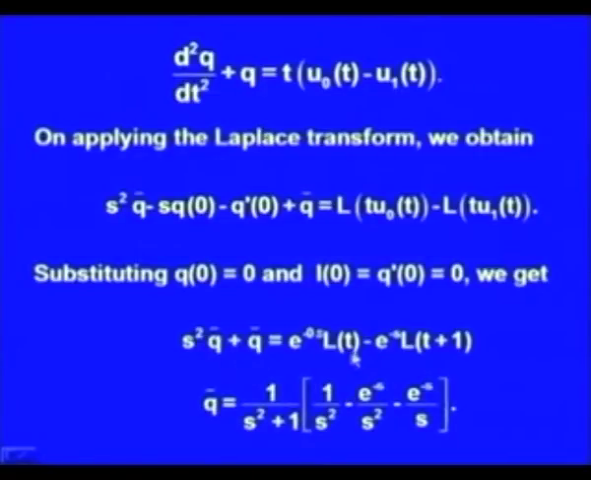And now, simplifying this, we have q bar equal to 1 over s square plus 1, Laplace transform of t we know is 1 by s square, minus e to the power minus s multiplied to Laplace transform of t plus Laplace transform of 1. Laplace transform of t is 1 by s square and Laplace transform of 1 is 1 by s. So, we get q bar as 1 by s square plus 1 multiplied to 1 by s square minus e to the power minus s by s square minus e to the power minus s by s.